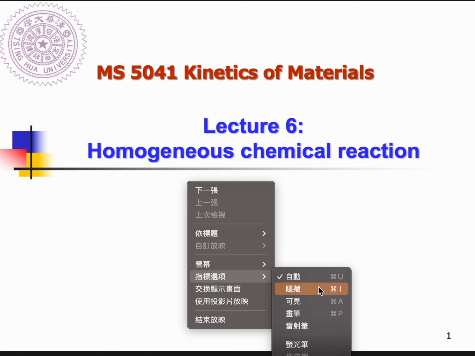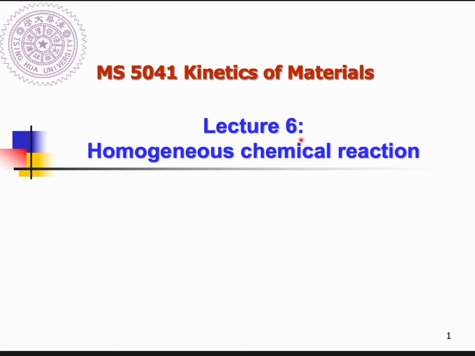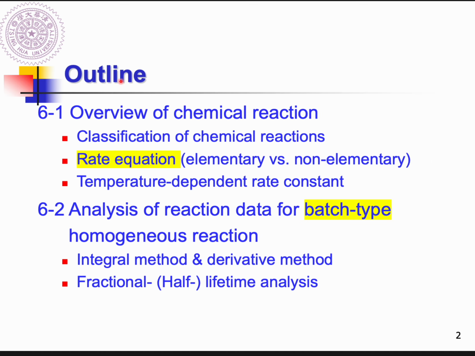So as you know, in lecture 6, we are going to talk about homogeneous chemical reactions. In these lectures, we are going to give you an overview about chemical reactions, how to classify them, and the importance of the rate equation. So I'm going to give you an example: hydrogen reacts with oxygen, and then we can get water.